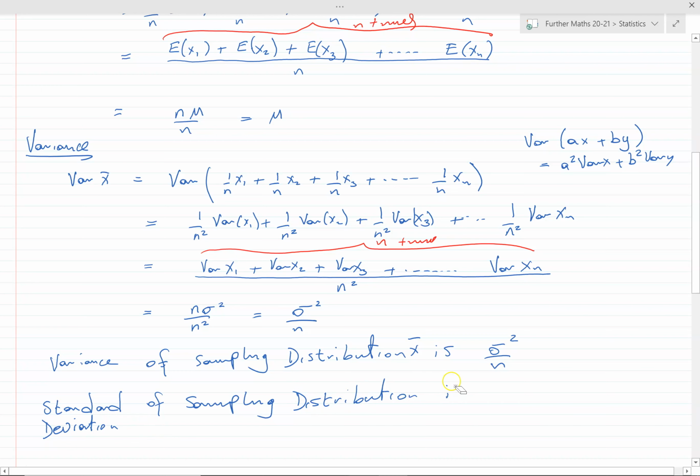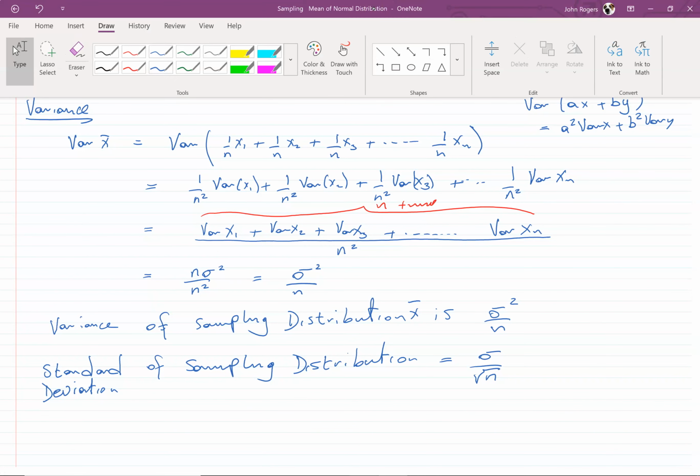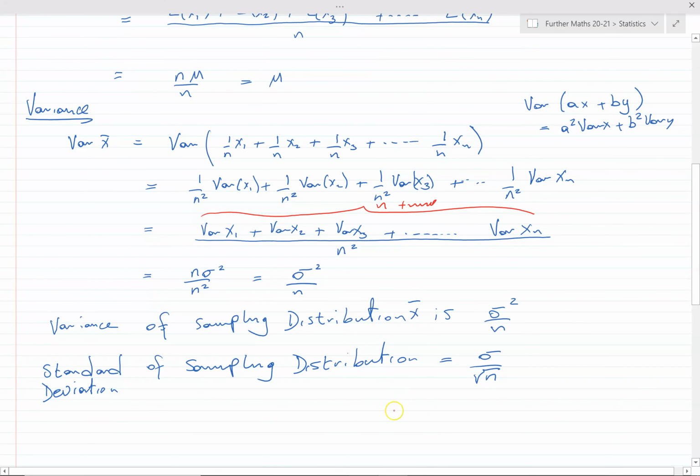So that equals the square root of that, which is, and we're going to see this a lot, in single maths we see it, and in further, it's quite fundamental. And this is called, we have a special name for this, which I've already mentioned. This is called the standard error, just to distinguish it from the standard deviation of the original distribution.